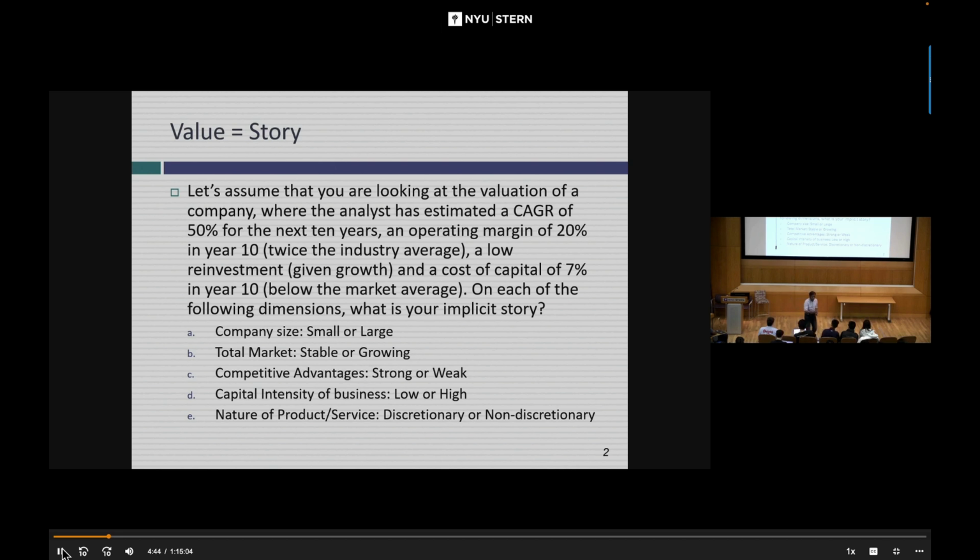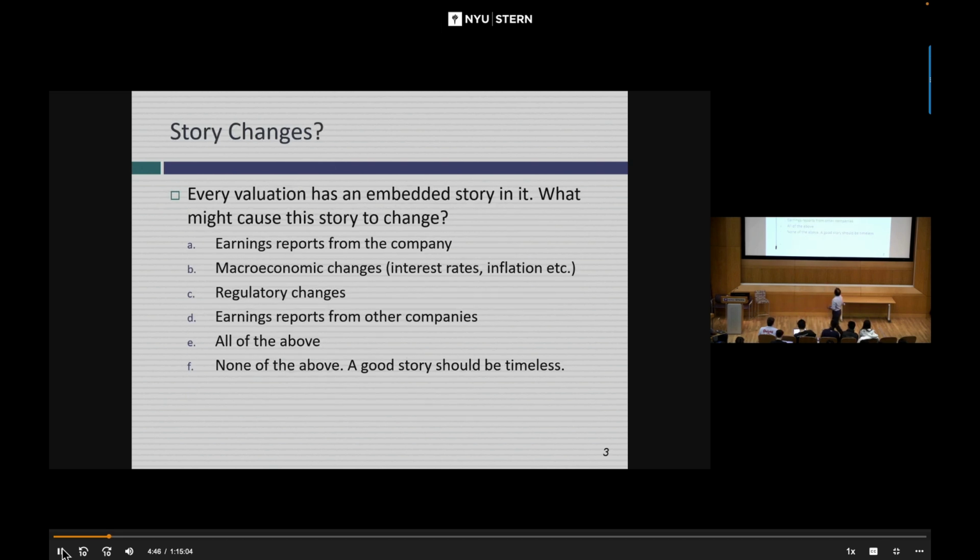So we'll talk about how to check for that. Second, every valuation has embedded in it a story, right? So you tell a story about a company. And here's a depressing thought. Do you think that story might change between now and May 6th, which is the day your final project is due?